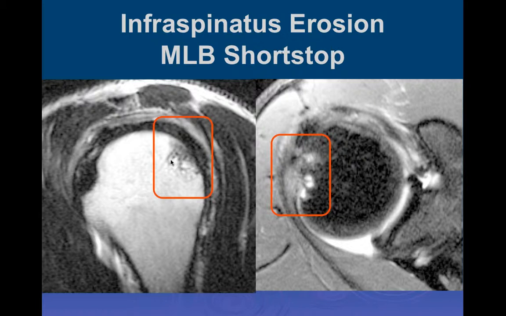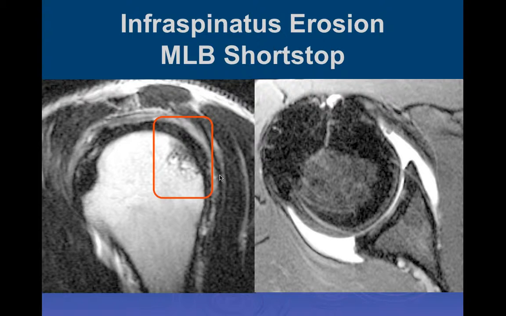Now, here's an infraspinatus lesion. Here's a Major League Baseball player with shoulder pain. He happens to be a shortstop. Now we can see a lesion in the same area of the humeral head, but it has a different character to the prior injuries that we saw. They were more V-shaped, kind of smooth in the chronic stage. Here, this is much more irregular. And on the fluid-sensitive images, we can see a very irregular character to this particular lesion.